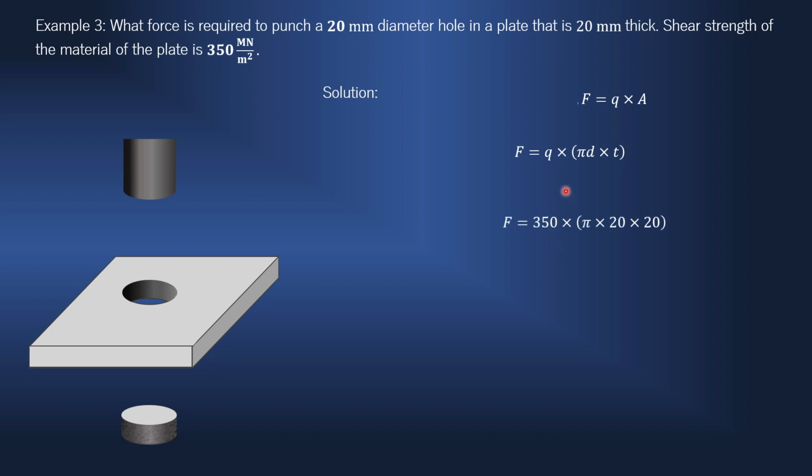So let's put the values. So shear stress, you want to create 350. It is not safe stress and we don't need safe stress here. We really want to break the plate along this surface. So on that surface, pi D into T, diameter of the hole is 20 and thickness is 20 again. So to punch this hole in this plate, what force is required? 439.8 kilonewton.